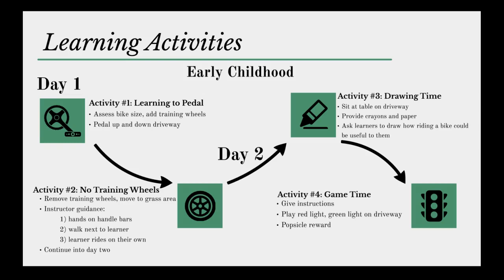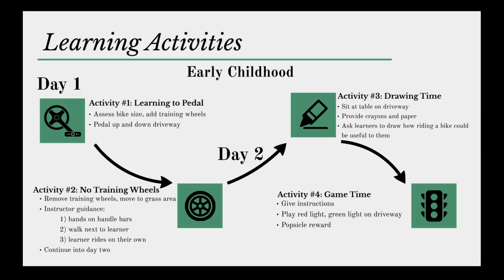During the second activity, I'll remove the training wheels from the bike and move to the lawn. The learner will pedal across the grass without training wheels as the instructor grasps the handlebars to ensure balance, then pedal back across the lawn with the instructor only walking next to them to correct balance, and finally, pedaling across the lawn on their own. Each of these steps will be repeated until the learner reaches mastery before moving on.